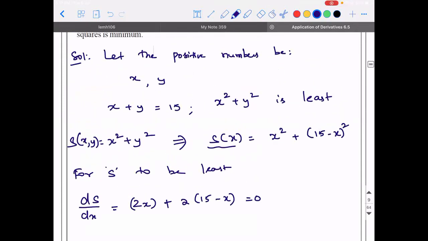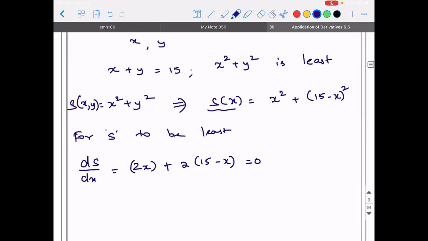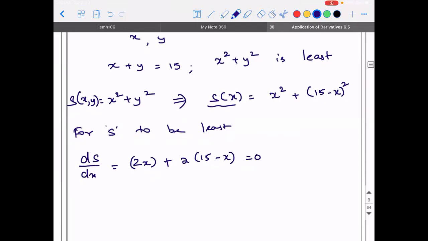Wait, there is some mistake in this. Can someone tell me what mistake I made? Sir, should it be 1 by 2 into 15 minus x? No, those things are right. The derivative of x square is 2x. The derivative of 15 minus x the whole square. Let's see how many of you are able to correct the mistake.